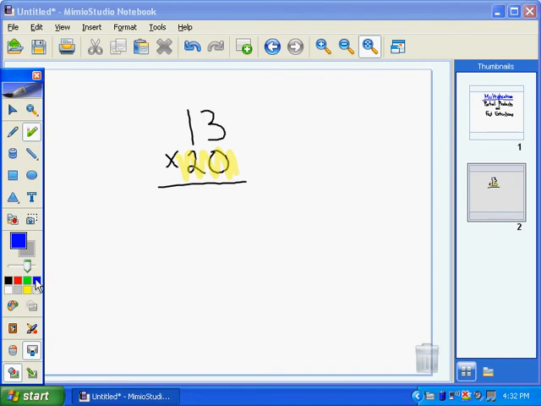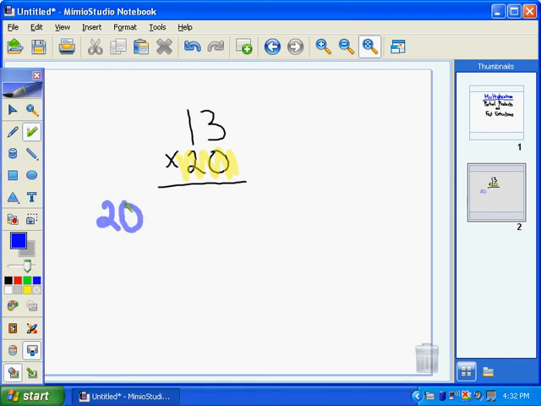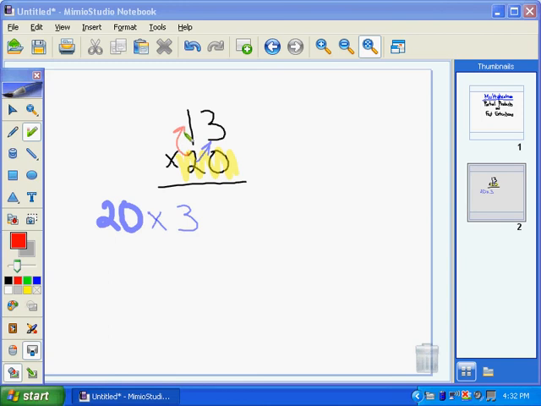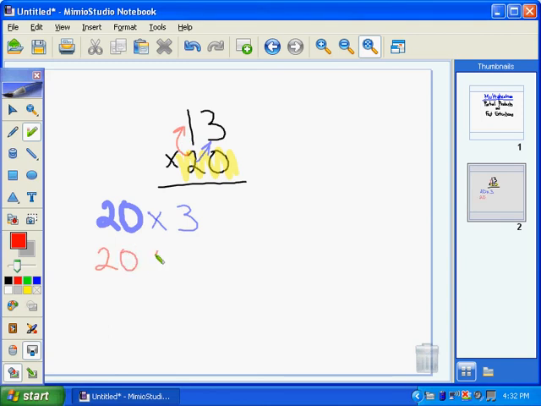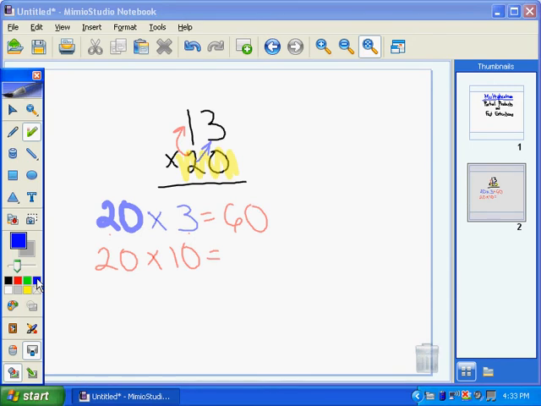So we've got 20 times 3, which we have right here. And we also have 20 times 10. So we've basically taken the fact extension of 20 times 3. We know 3 times 2 is 6. And for the fact extension, all we're doing is adding that 0. And it's the same thing when we do it here.